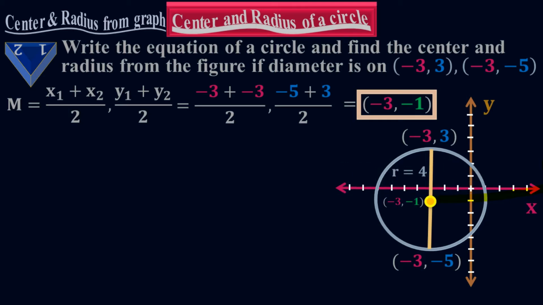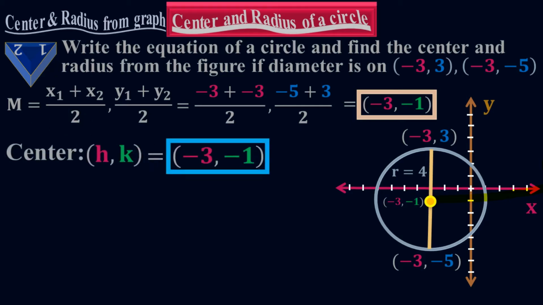We got two things so far. One is the center of the circle, which is (-3, -1). And the other is the radius of the circle, r, which equals 4.